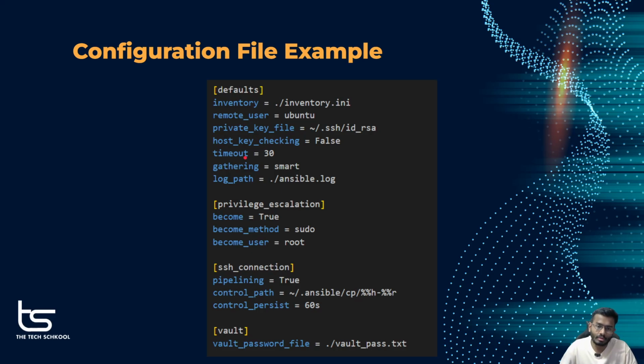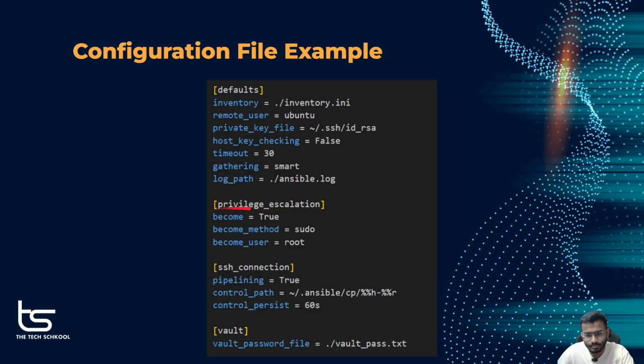Then timeout, that is, how much time Ansible waits before it gives up and closes the session when SSHing. Suppose SSH is not successful, so after 30 seconds, it stops automatically. Gathering is a concept we will discuss in the third module, that is facts. No need to worry about this now. We will discuss it in detail later, and it's an important concept as well. log_path is where logs are stored: all the actions Ansible takes and all the steps it follows get logged, and where these logs need to be stored, we can mention here.